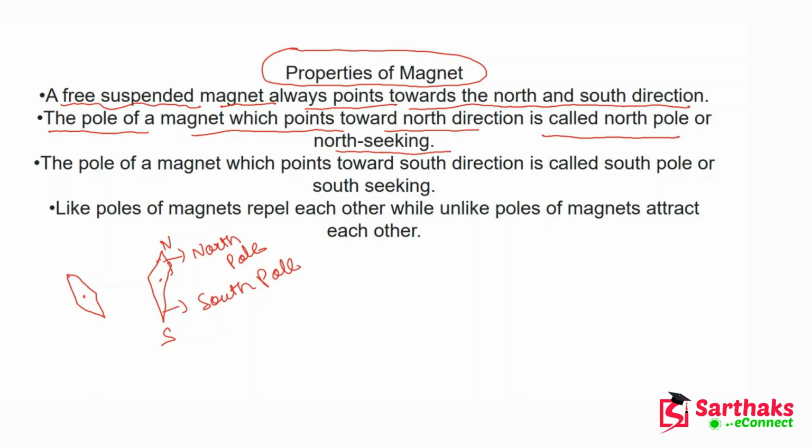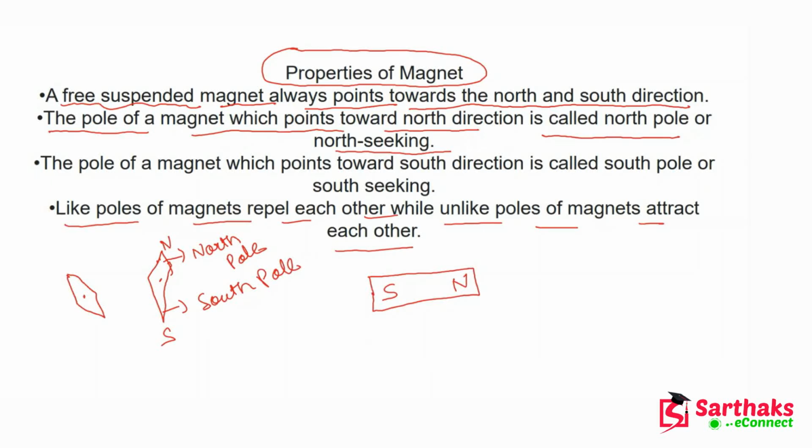Okay guys, I hope you get my point. Now, the pole of a magnet which points towards the south direction is called the south pole, and the pole which indicates north will be known as the north pole. Like poles of a magnet repel each other, while unlike poles of a magnet attract each other. This is very important guys. Basically, we know that there are two poles of a magnet. This is the north pole and this is the south pole.